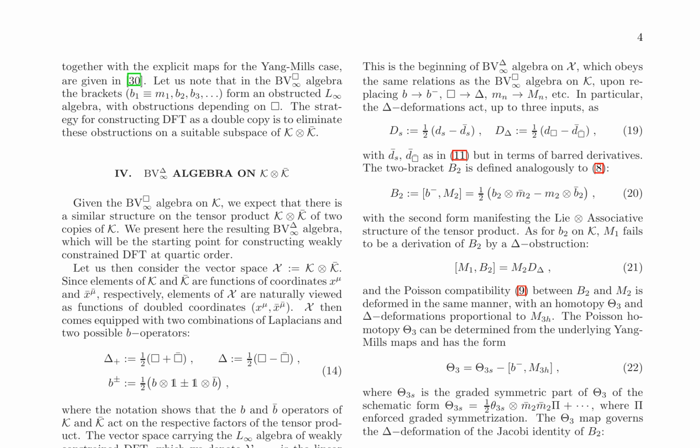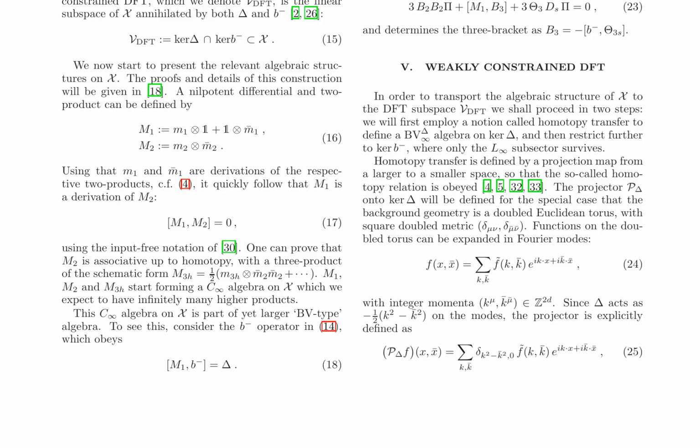The paper explains that the algebraic structure of X can be transported to the DFT subspace VDFT using homotopy transfer. This involves defining a projector P increment onto the kernel of increment, which is a map from a larger space to a smaller space that obeys the homotopy relation. For the special case of a doubled Euclidean torus background geometry, the projector is explicitly defined in terms of Fourier modes. The paper concludes by stating that the kinematic algebra on VDFT is part of a larger BV increment infinity algebra, which will be the starting point for constructing weakly constrained DFT at quartic order.